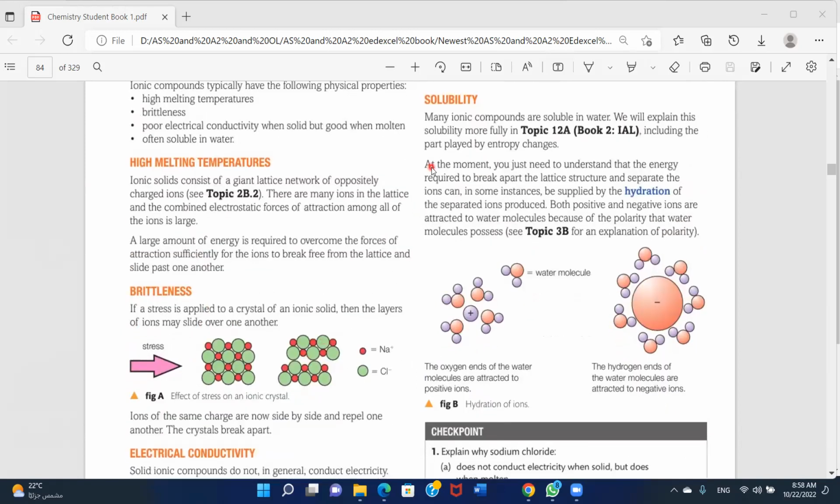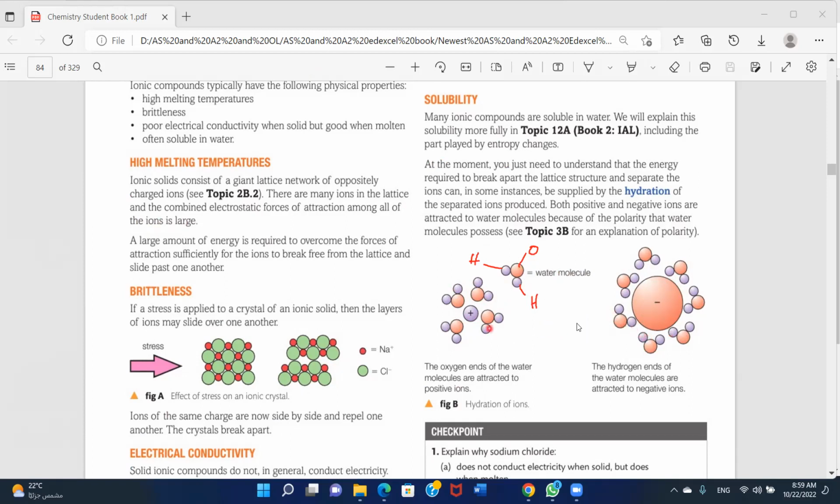Of course, most of the ionic compounds are soluble in water, because when they are present in water, the water molecules will enter in between the positive ion and the negative ion and separate them. The water will surround the positive ion by its oxygen part. This is a water molecule. The red one is the oxygen, and these are the hydrogens. So water comes in between the positive and negative ions, and it will surround the positive ion through its oxygen and surround the negative ion by its hydrogens, which are positively charged.